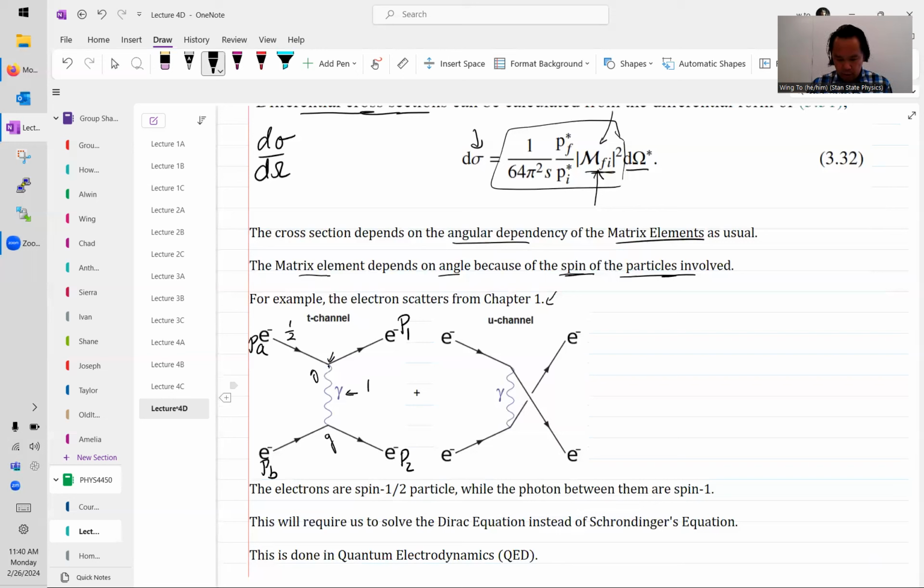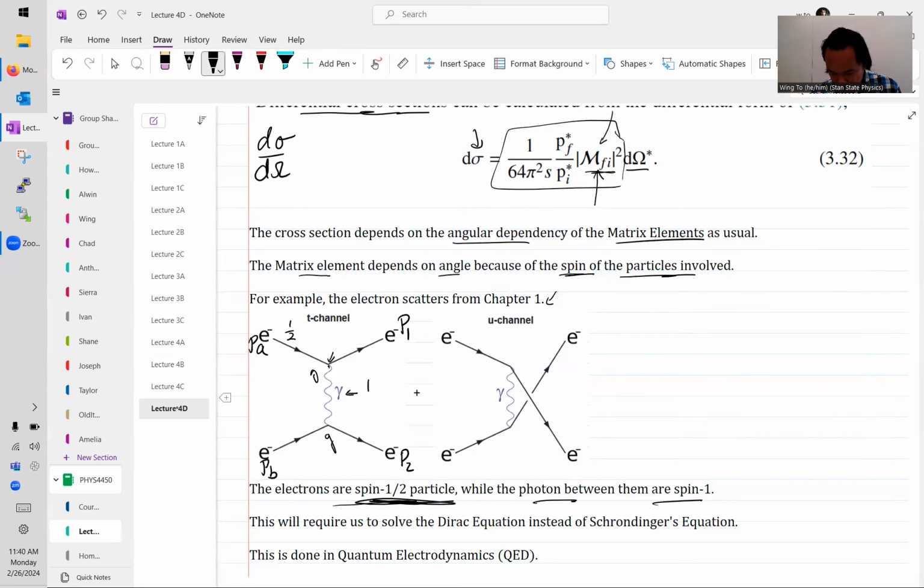That's when we learn the Feynman rules for interactions. So this electron has spin, the photon has spin, and that's going to complicate things. That gives you this angular dependence. The other thing that also gives you angular dependence is the coupling between different types of vectors and scalars.